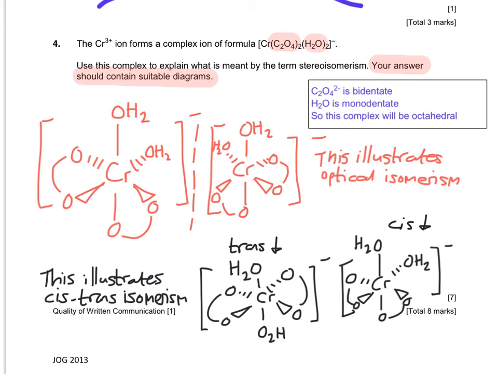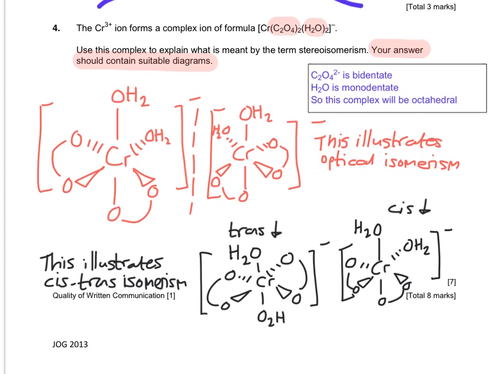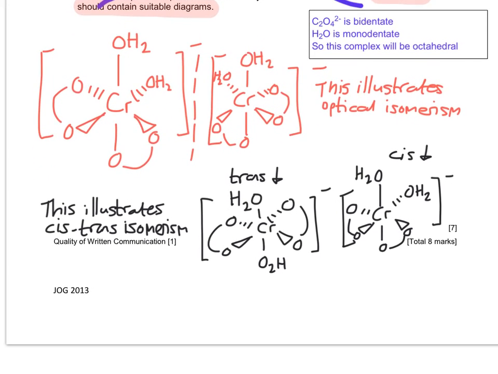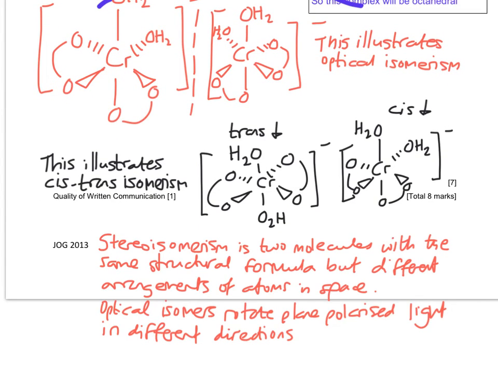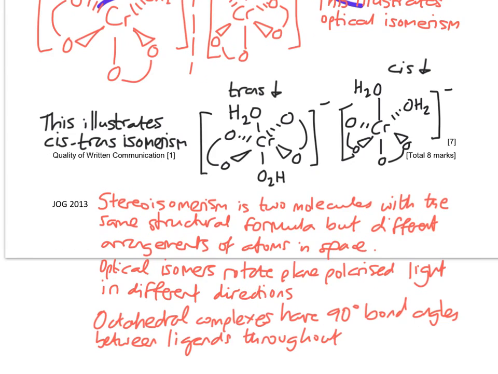But what I still haven't done is explained what stereoisomerism actually is. So to do this, I'm going to make some more space for myself and move the page down slightly. So I've given a definition of stereoisomerism, I've given a definition of optical isomerism, and just for good measure, seeing as it's an 8-mark question, I've said that octahedral complexes have 90-degree bond angles between ligands throughout. So it's obviously quite a lot to include, but it is a long answer question.